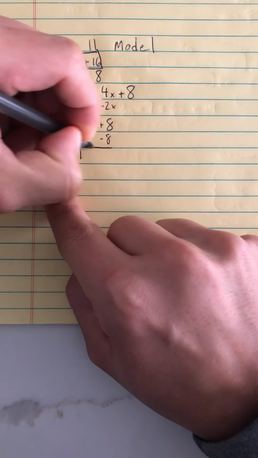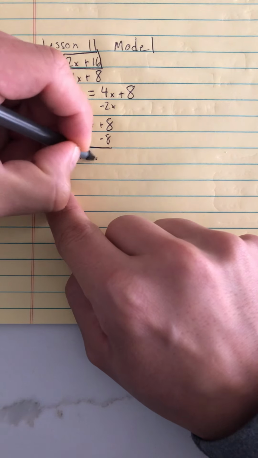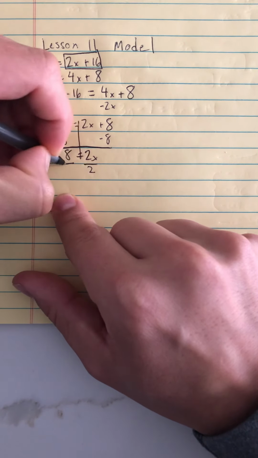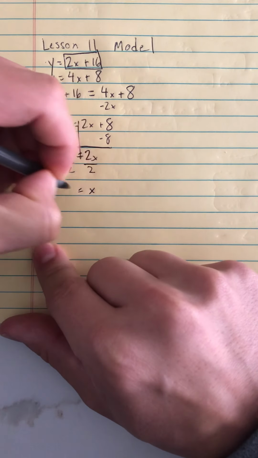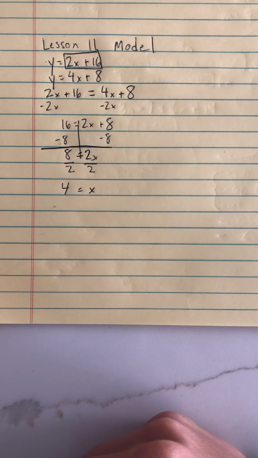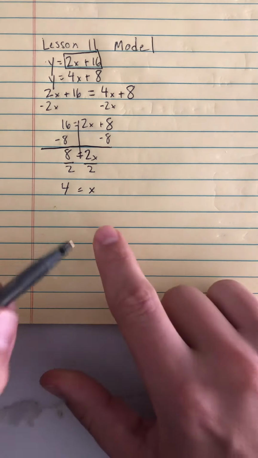And then to get the variable by itself, I subtract 8 from both sides. I have 2x equals 8. Divide by 2 on both sides to get x equals 4. Awesome. So I have x equals 4, but you need to think to yourself, am I done yet? Do I have a coordinate? No, because I only have the x.